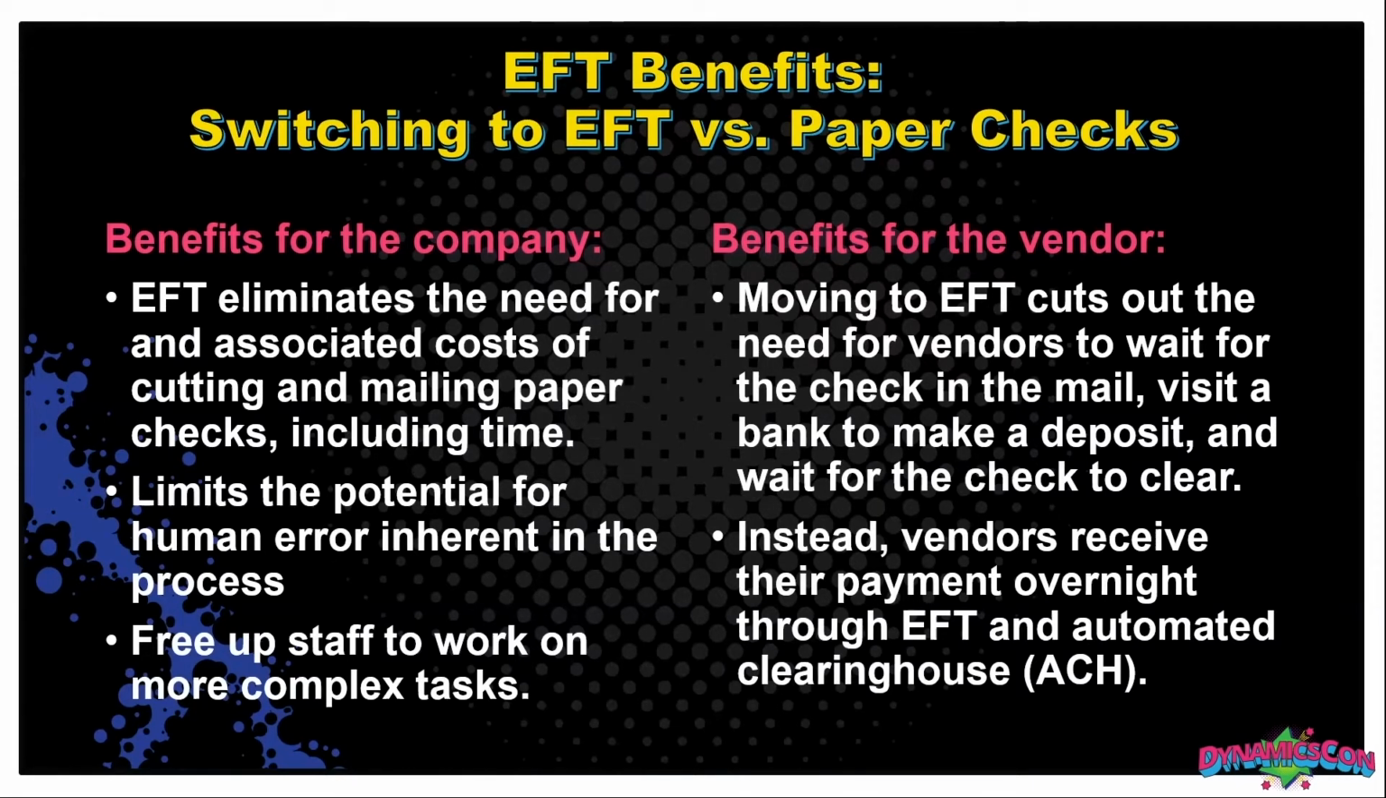Now let's take a look at some of the benefits for the vendor. Moving to EFT cuts out the need for vendors to wait for a check in the mail. During this time of COVID, mail is usually taking 3-4 days longer than usual. Then they visit a bank to make a deposit, and then wait for the check to clear, which could be another 3 or 4 days. Instead, vendors receive their payment overnight through EFT and automated clearinghouse, ACH. We will talk about ACH a little bit later during the demo.